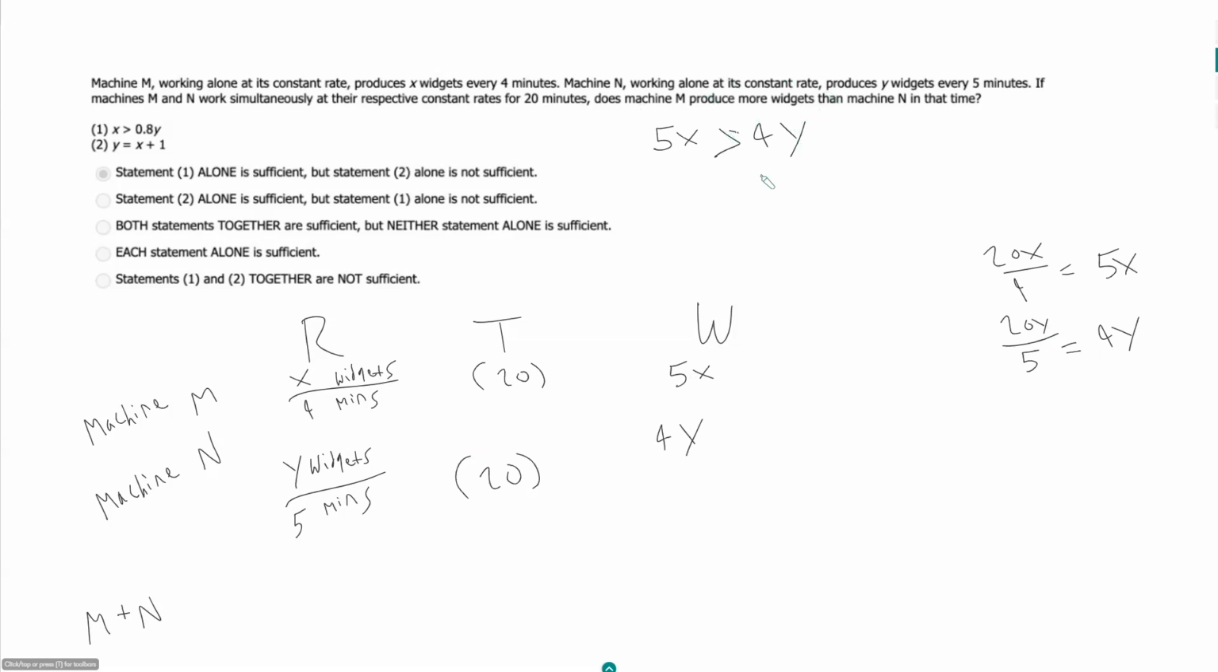Or if we want to get everything in terms of just one of our machines, is x greater than 4/5 y? So is x greater than 80% of y? What that means, that's what we're saying, is: are the widgets that M makes in 4 minutes greater than 80% of the number of widgets that N makes in 5 minutes?